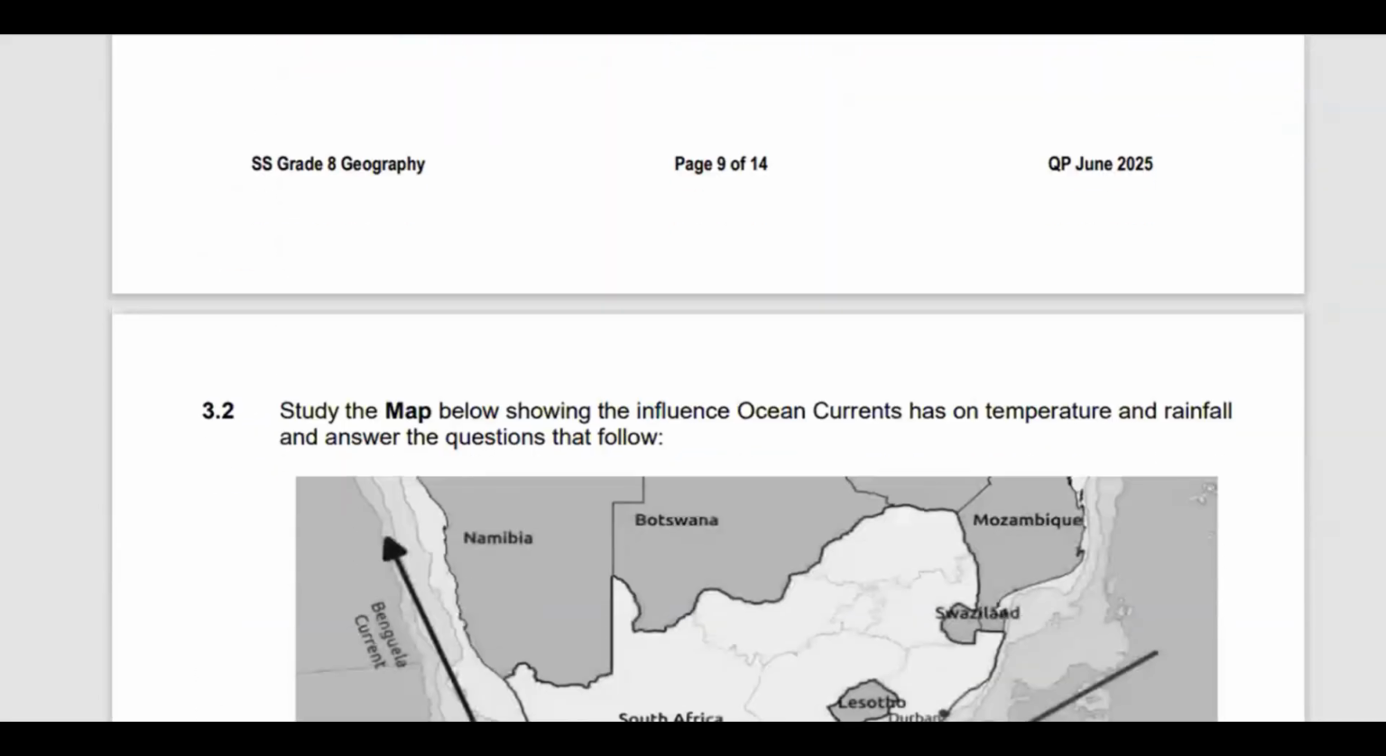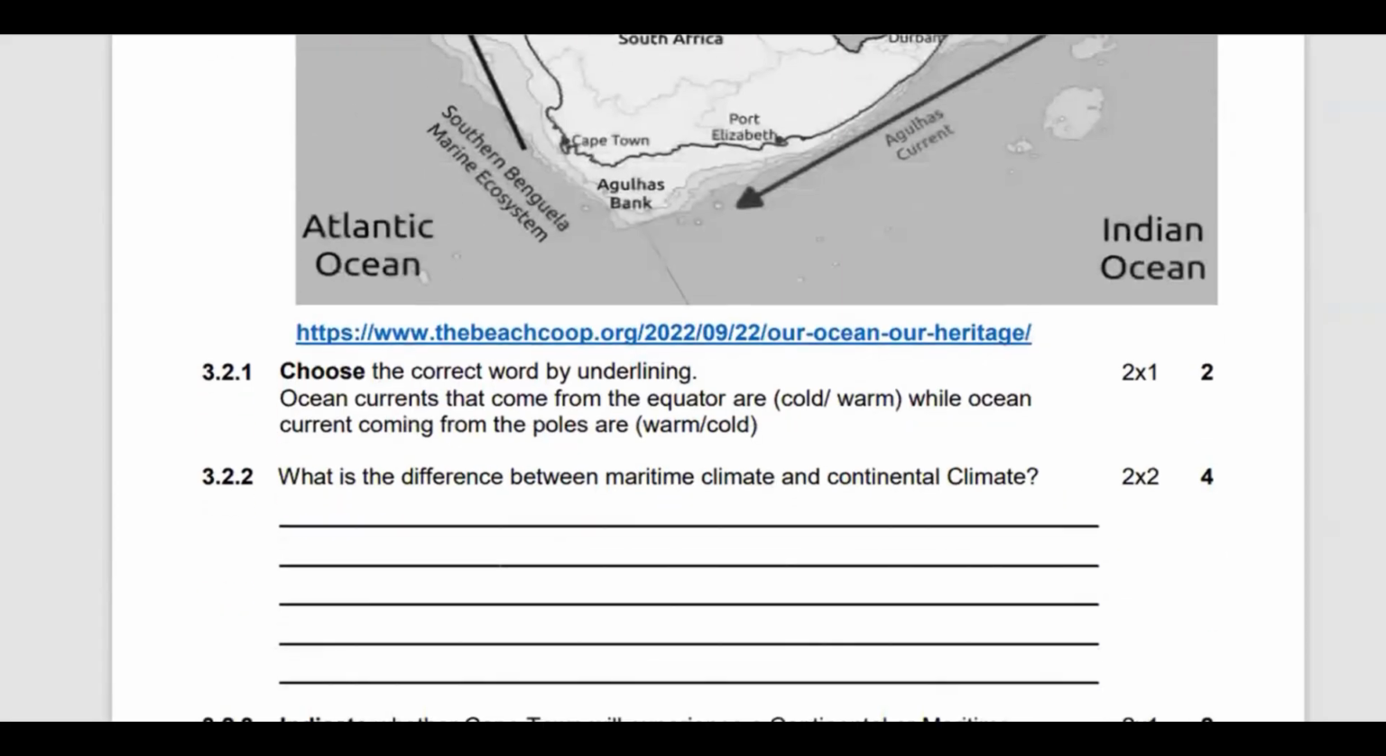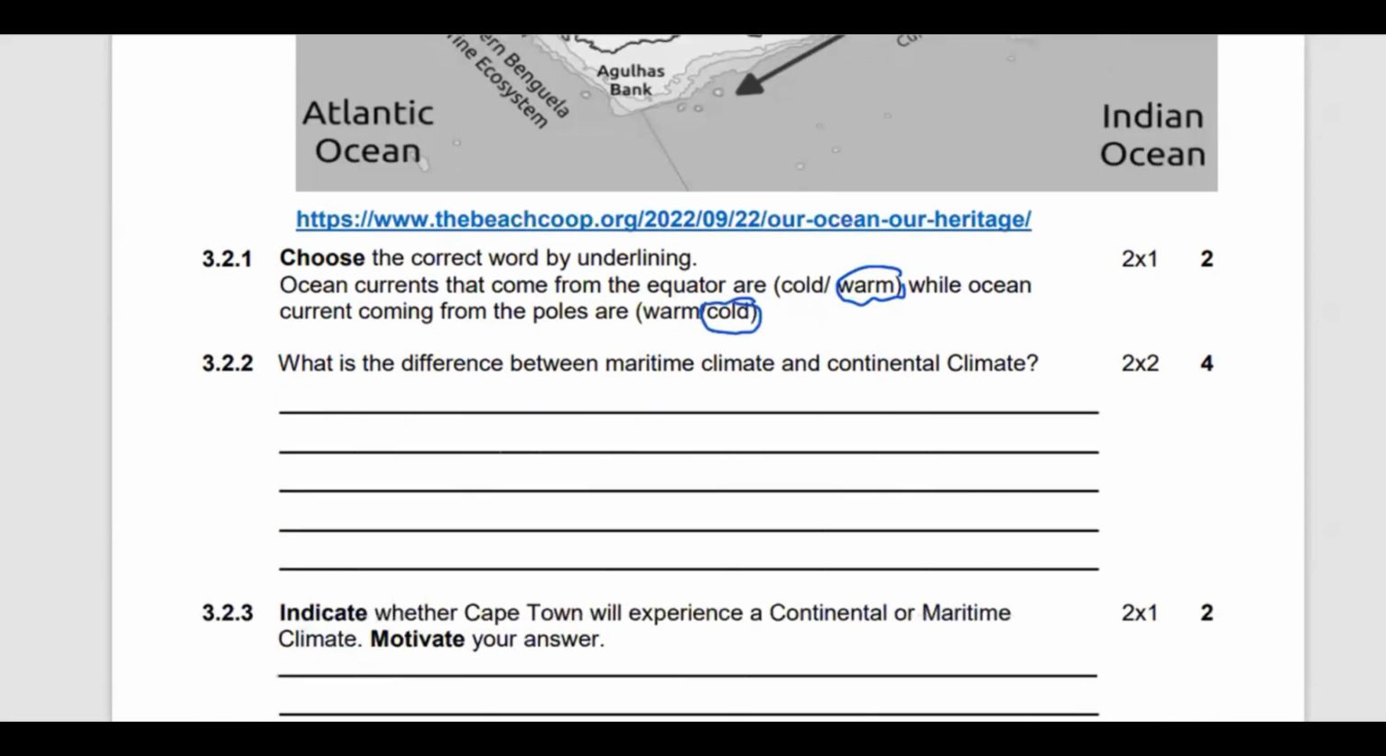All right, we have 3.2.1. Choose the correct word by underlining. Ocean currents that come from the equator, are they cold or warm? These ones are warm. And here, they are cold.